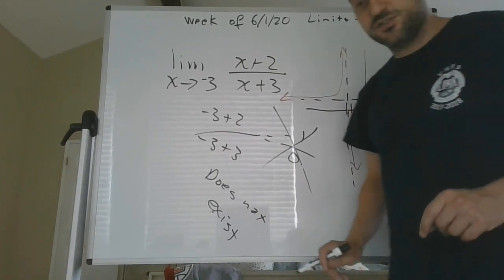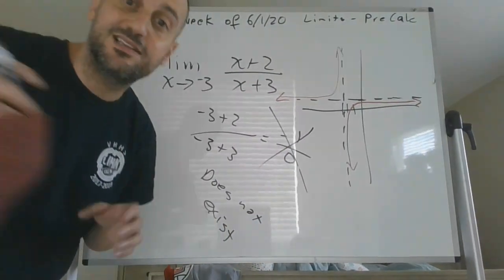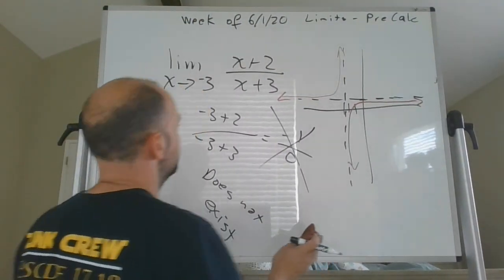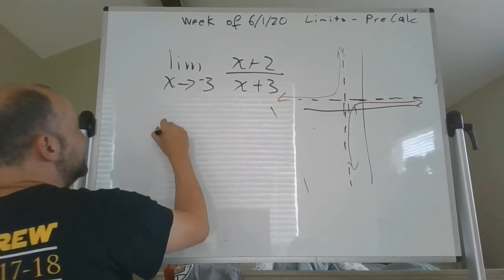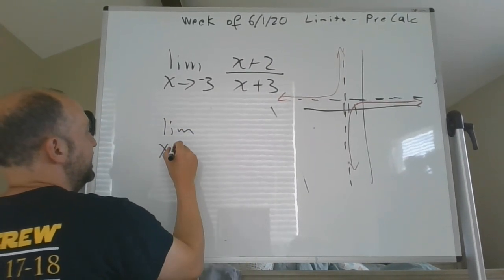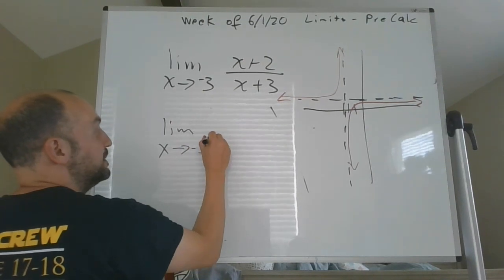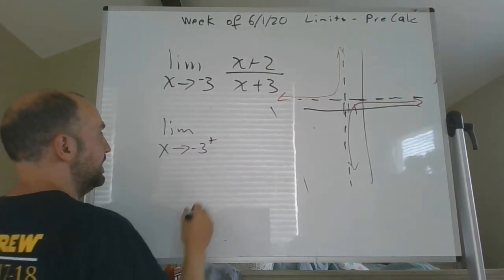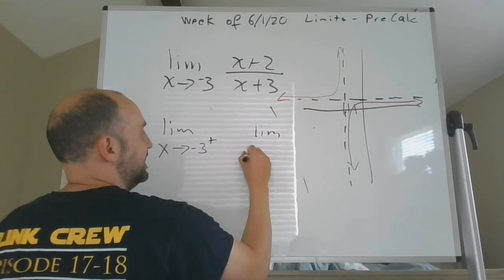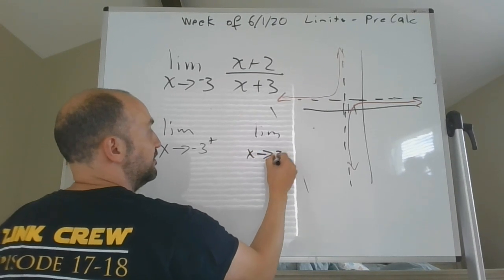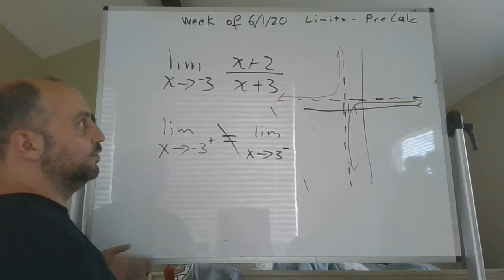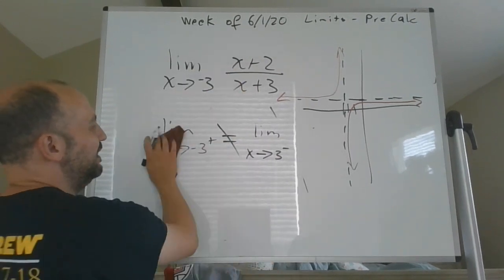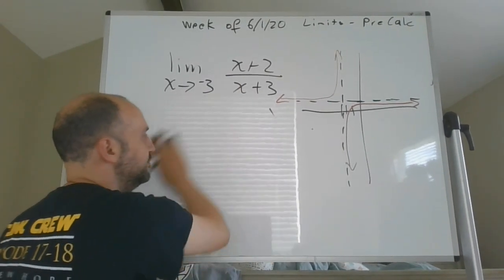Now, here's the question. What about using a table? Can I prove with a table that this does not exist also? Because the limit as x approaches negative 3 from the positive side and the limit as x approaches negative 3 from the negative side are not equal. They're not the same thing. One's going really up that way, one's going really down that way. All right, let's use a table to prove this real quick.